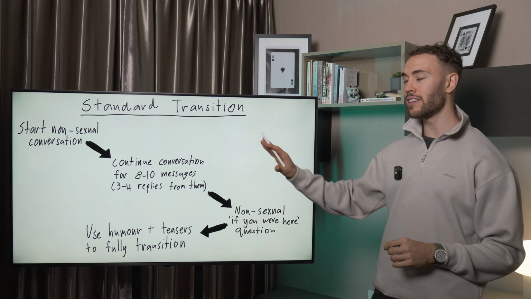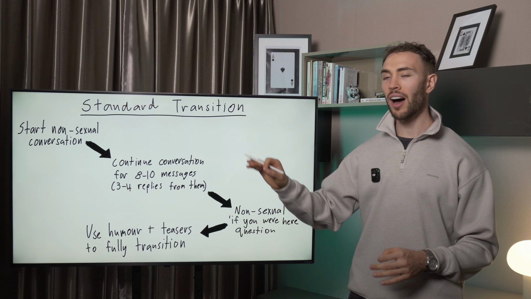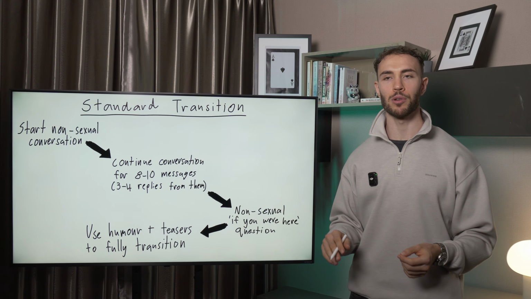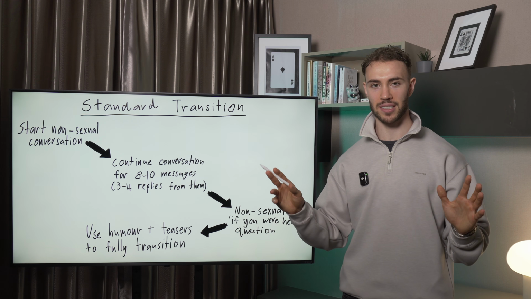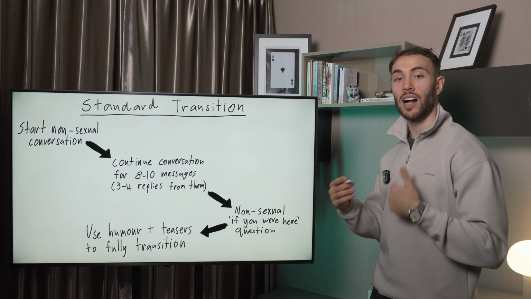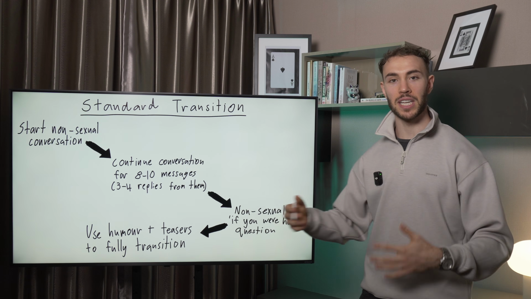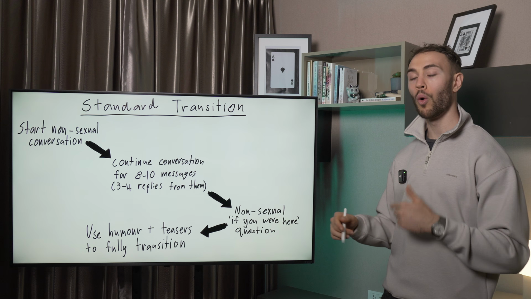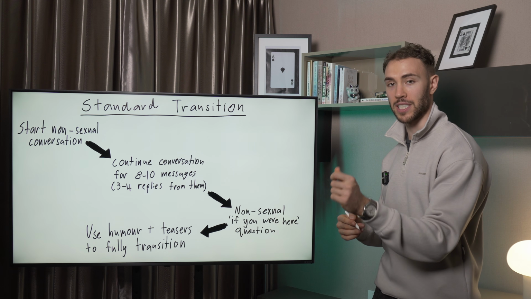This is how a standard transition goes. You start a completely non-sexual conversation. Let's use the example of a post-workout sexting sequence. You could literally ask, how much do you think you could bench? That starts the conversation about them lifting, you lifting. Continue that conversation for 8 to 10 messages or getting 3 to 4 replies from them.